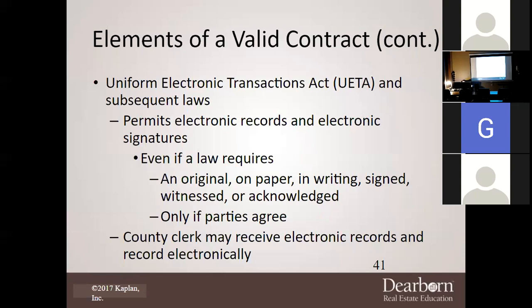Okay, so even if a law requires an original on paper in writing signed witnessed or acknowledged, guess what? It still allows me to permit for electronic signature. But the key here is only if the parties agree. Both parties have to agree. Now, a county clerk may receive electronic records and may record electronically.